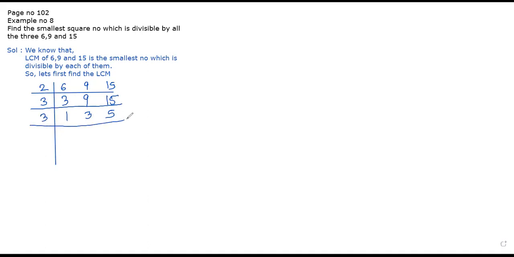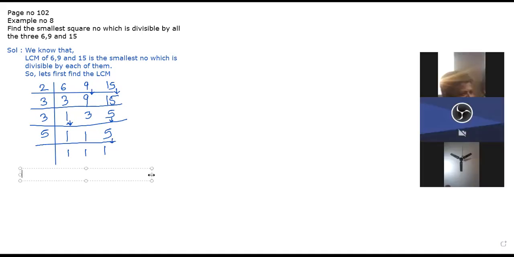So this one comes down as it is, 3 ones are 3 and 5 comes down as it is. Just show an arrow for those coming down as it is. Here 9 and 15 came down as it is. Now 1 and 1 will come down as it is, and 5. So ultimately 5 is 5. This one comes down, 5 ones are 5. So 2, 3, 3 and 5. Multiplication of these numbers would be the LCM. Yes or no? Yes, sir.